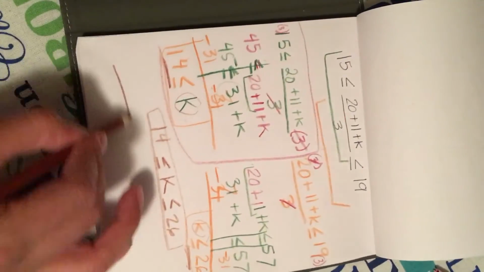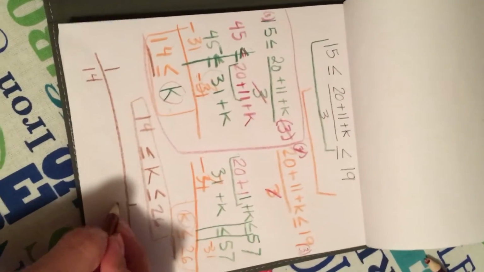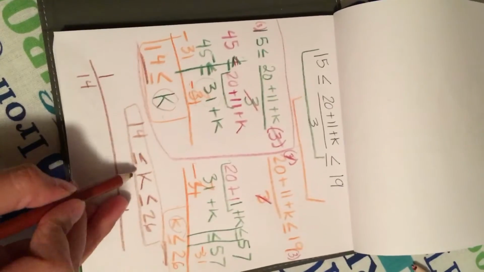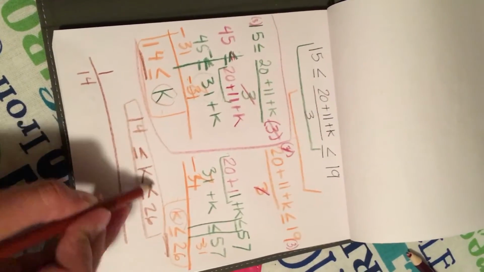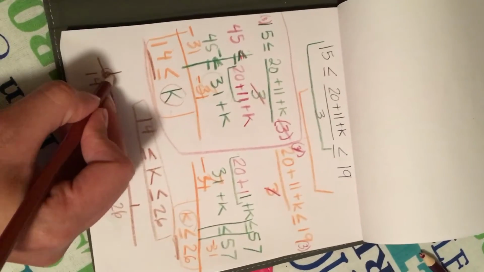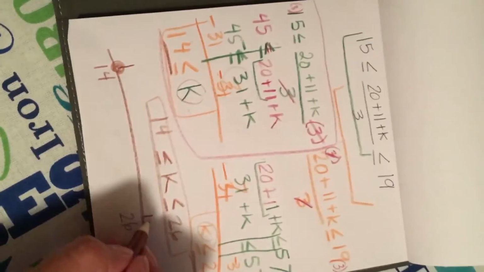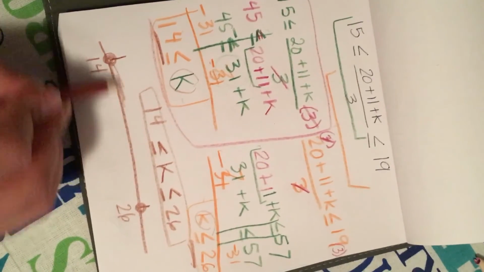To graph it, 14 would be somewhere here, 26 could be somewhere here. They're both "or equal to": k is greater than or equal to, k is less than or equal to. So both have closed circles. And then shade in.